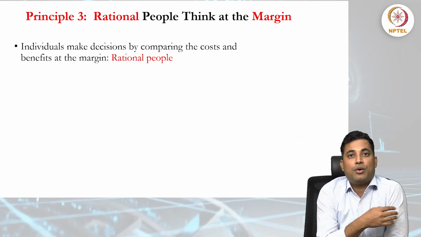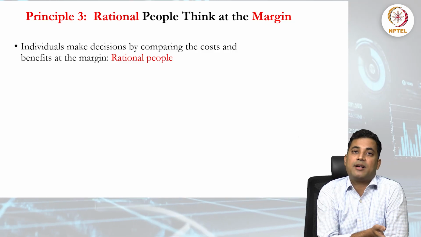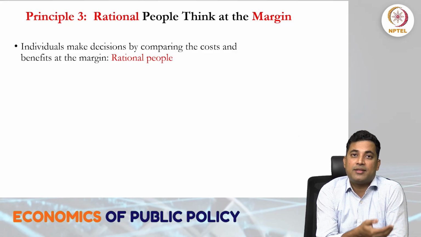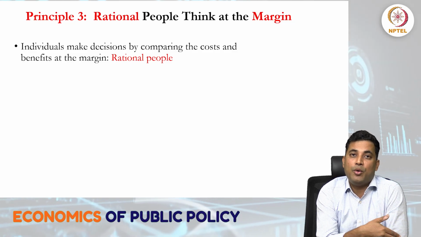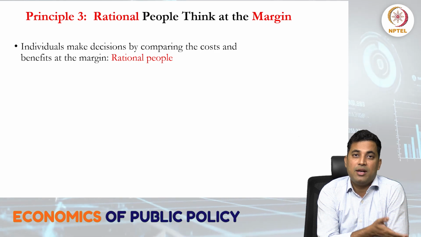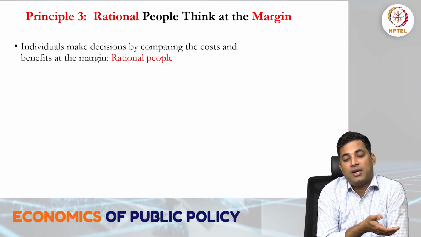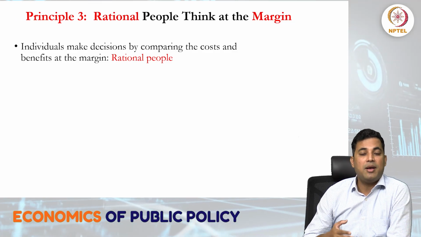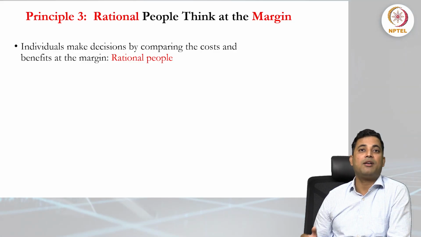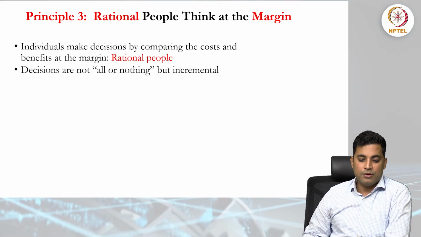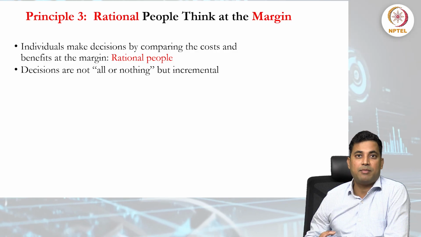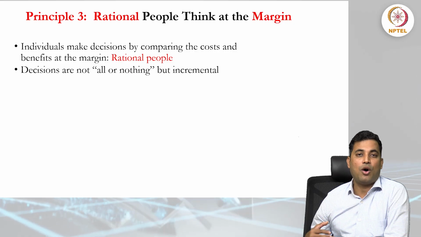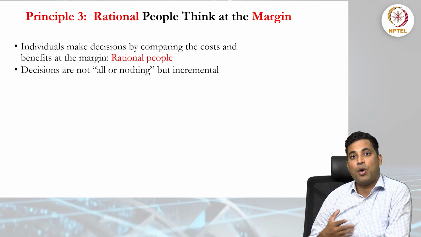It is not about the overall units of consumption of goods and services. Rational people will always think, if I consume one more extra unit, or if I want to buy one more extra unit of one particular commodity, what is my cost and what is my benefit that I get out of it? If it is a necessity, then I'll make my decision. So rational people are thinking from the marginal point of view. Decisions are not all or nothing but incremental. I can't simply say I don't want that particular good, or that I want this particular good.